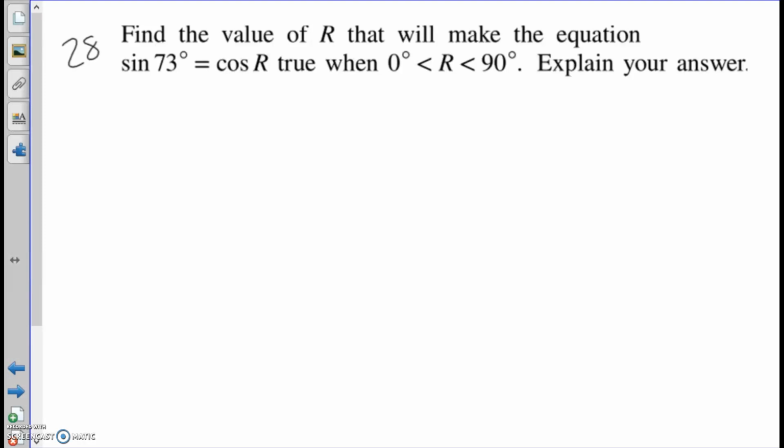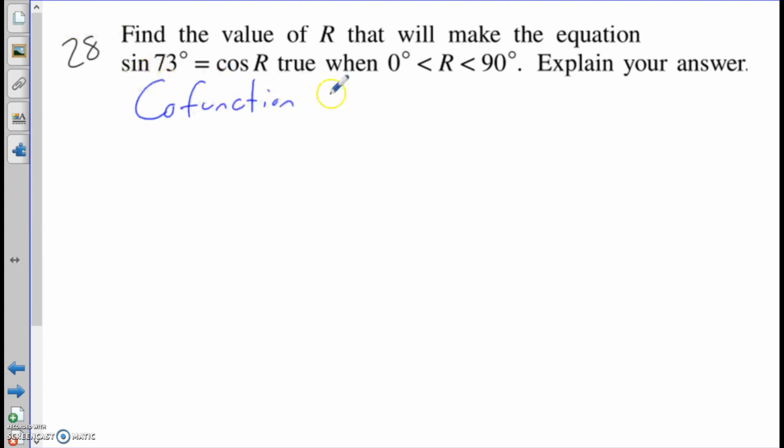Geometry Common Core, the June 2016 Regents exam, starting on number 28. Find the value of r that will make the equation sine 73 equals cosine r true when r is between 0 and 90 degrees. Explain your answer. So this has to do with a concept called cofunctions.